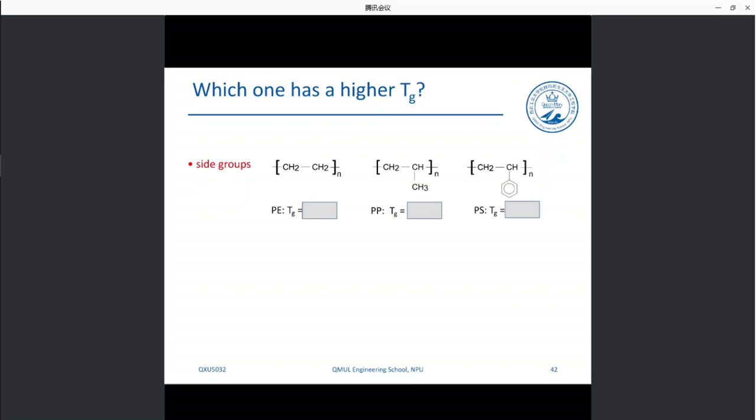So again, similar to previously, can you please text me what is the sequence of glass transitions for these materials? Polyethylene, polypropylene, and polystyrene is the most.